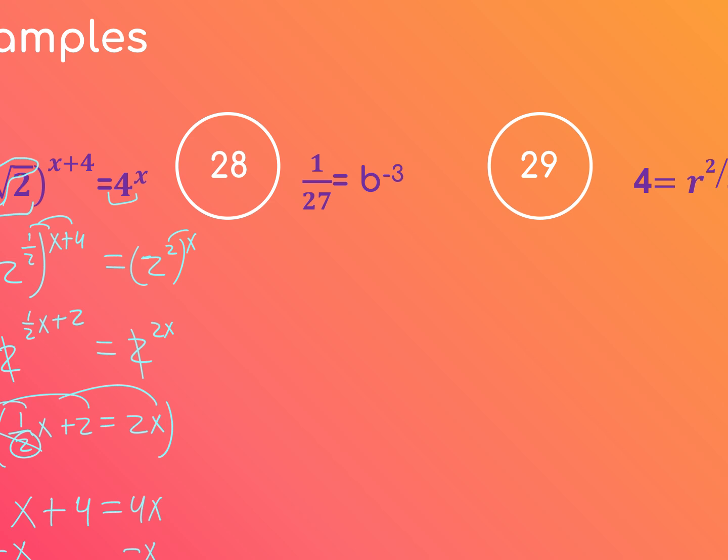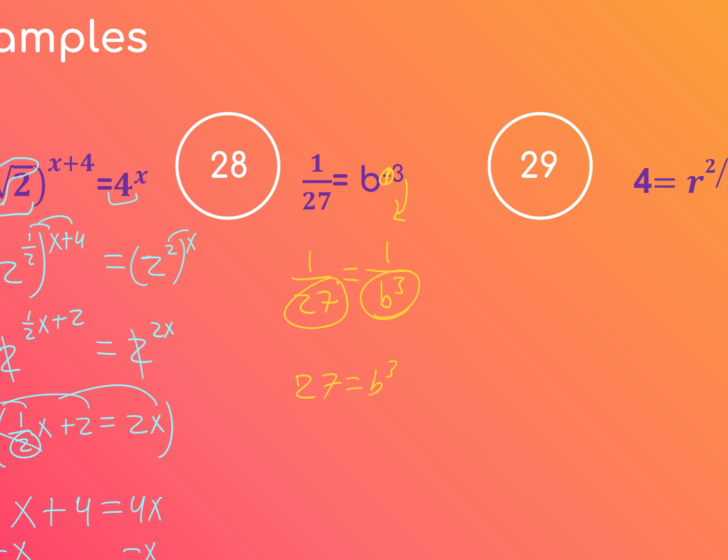So what I'm going to do is I'm going to change b to the negative 3, right? If you don't like that negative in the exponent, you can change it to a positive by moving it to the bottom, right? So we get 1 over 27 is going to equal 1 over b to the 3rd power. And then notice the top on both of these is 1. On the bottom, I have a 27 and a b to the 3rd power. I can just set the bottom equal to the bottom. All right, so we get 27 equals b to the 3rd power.